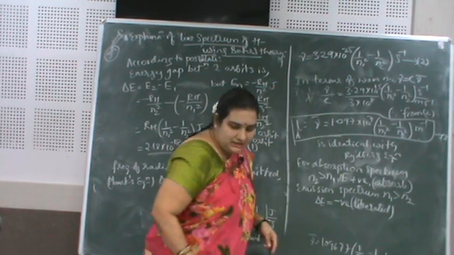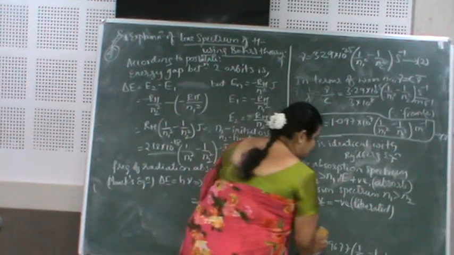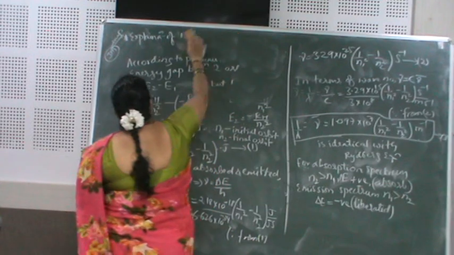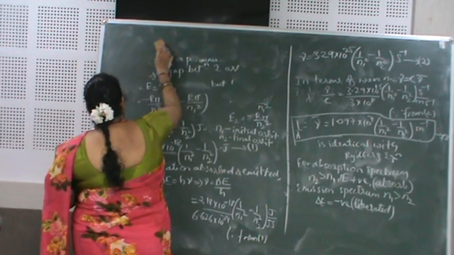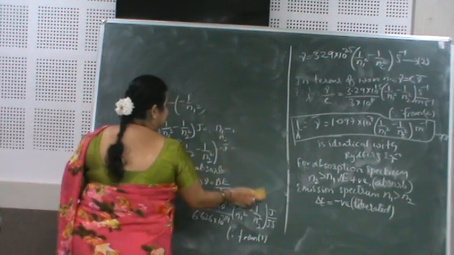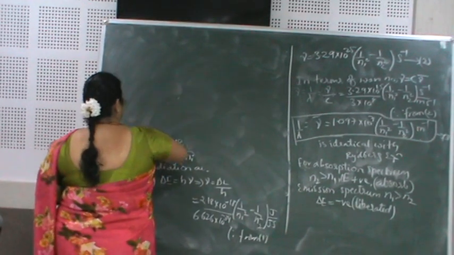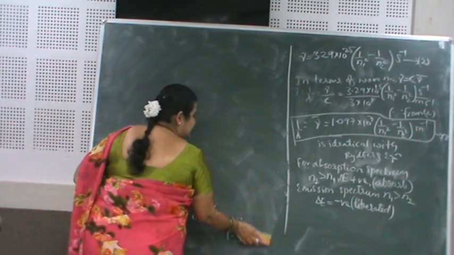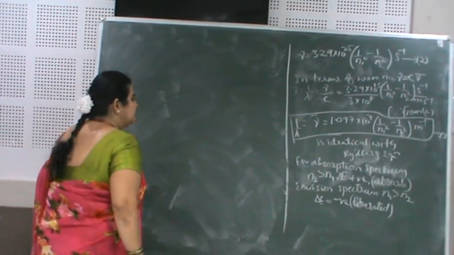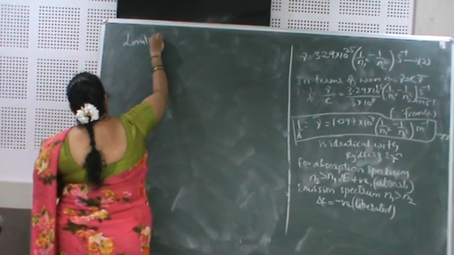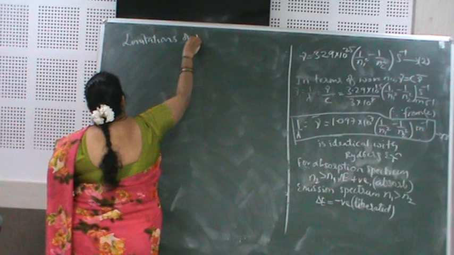Okay. So here I will solve one or two problems related to this merit of Bohr's theory. After the explanation of the line spectrum of the hydrogen atom, I will solve one or two problems. Before that, I will just cover the limitations of Bohr's theory. At last, I will solve the problems. Limitations of Bohr's theory.